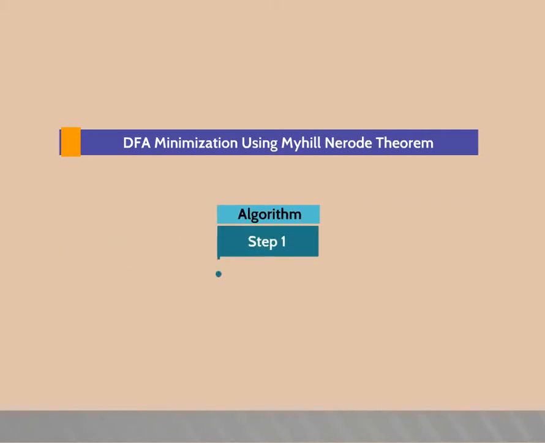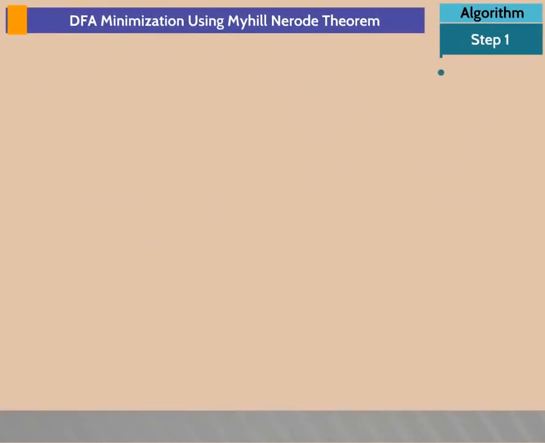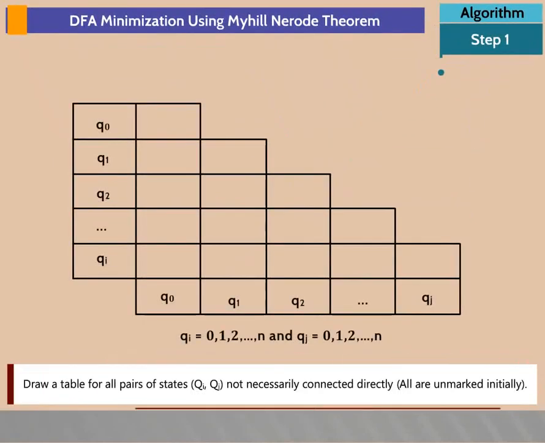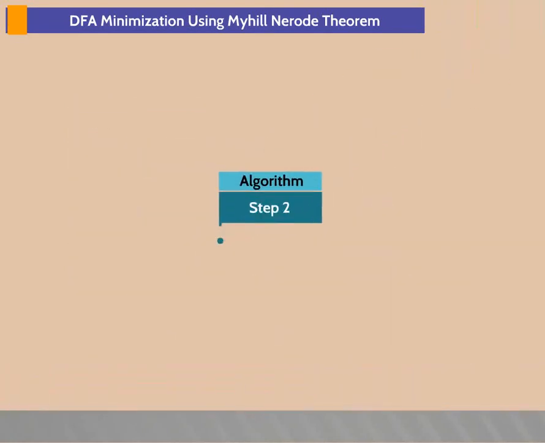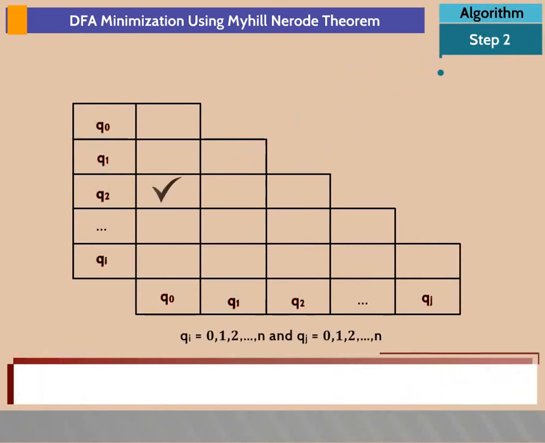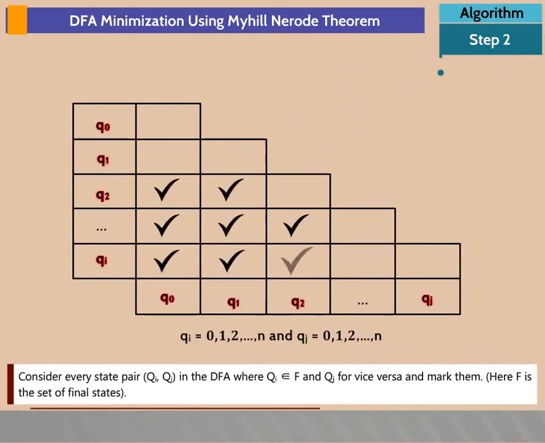Algorithm. Step 1. Draw a table for all pairs of states, that is (Qi, Qj), not necessarily connected directly; all are unmarked initially. Step 2. Consider every state pair (Qi, Qj) in the DFA where Qi belongs to F and Qj does not, or vice versa, and mark them. Here, F is the set of final states.